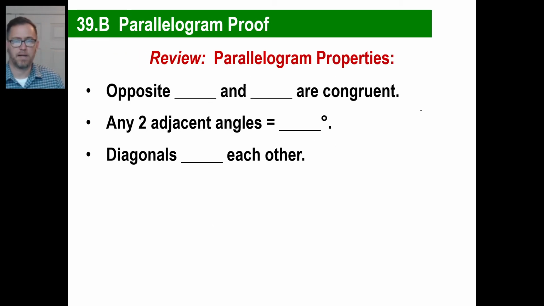Okay. All right. Let's look at parallelogram stuff very quickly. We're just going to get right to this. We're going to knock over the proof and just go to the actual stuff. What does a parallelogram have? Opposite blank and opposite blank are congruent. What two things? Opposite sides and opposite angles. Remember that? Okay, any two adjacent angles of a parallelogram equal 179. No, it's not. It's 180 degrees.